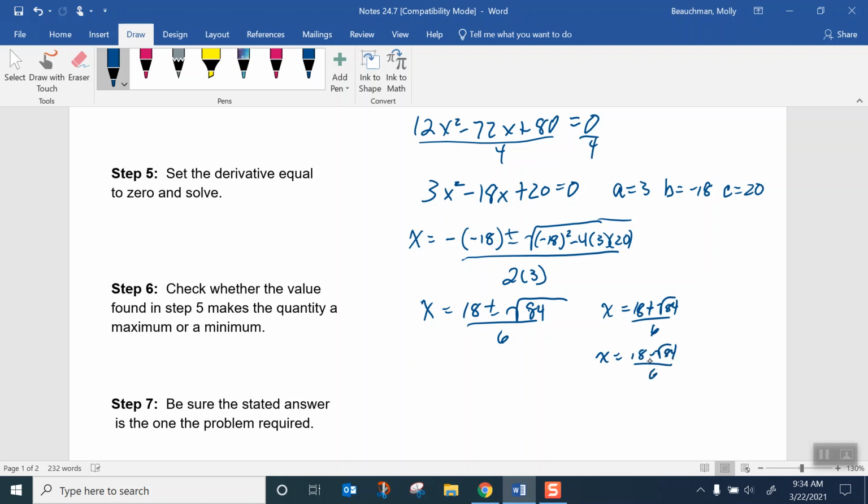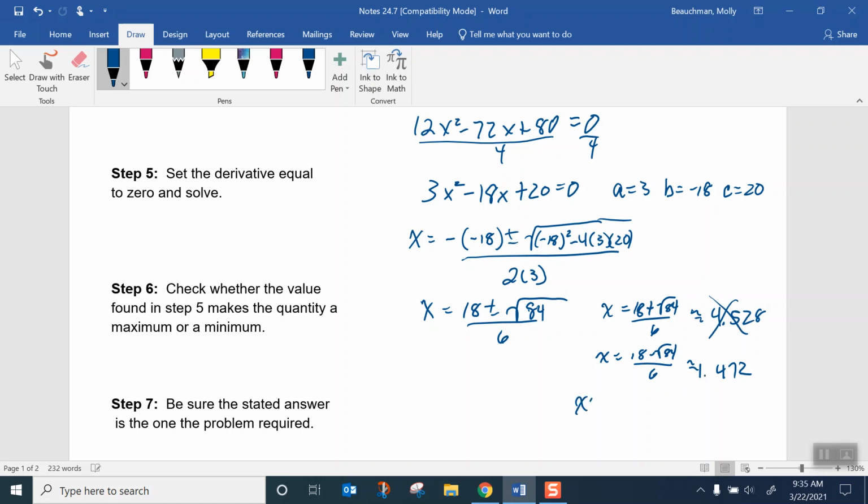I'm going to go ahead and throw these in the calculator. So we get approximately 4.528 and approximately 1.472 as our two answers. So the answer 4.528 is not between 0 and 4, it's greater than 4. So this answer is too large to be in the domain.